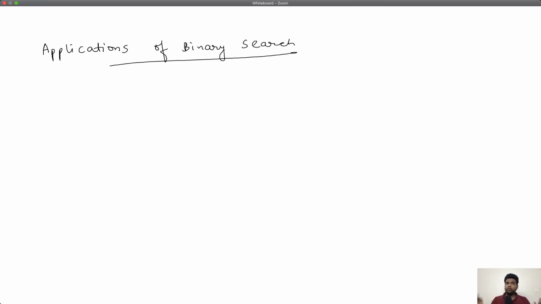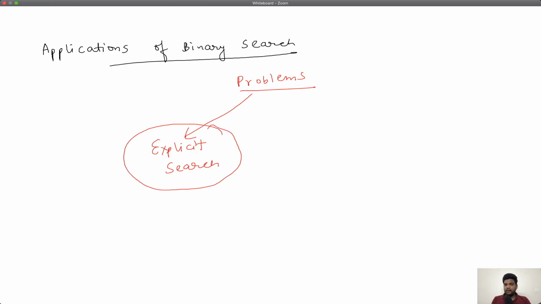There are broadly two categories of problems that binary search will be generally used to solve, and we will discuss both of them one by one. The first category of problems is what I call explicit searching. So in this category of problems, the problem itself mentions that you have to find something in some sequence with some property. So you will be given a problem of the type, find an item with this and this property in this search space. So typically binary search is the way to go about it.